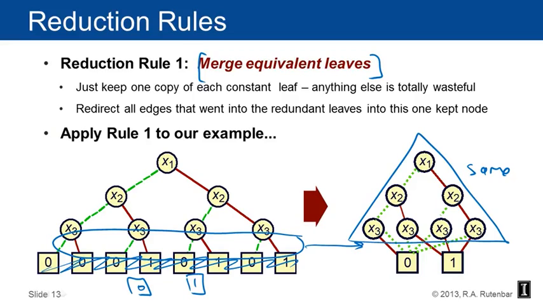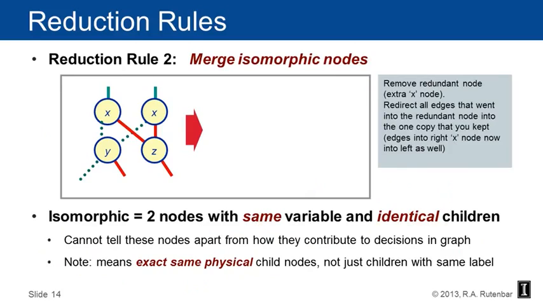But let's look at a more interesting reduction rule, something that in a more powerful way reduces the insides of these decision diagrams. So here's the second reduction rule, and this has a more interesting name. It says merge isomorphic nodes. Okay, what is an isomorphic node? Isomorphic nodes are two nodes that have two important characteristics. They are the same variable and they have identical children.